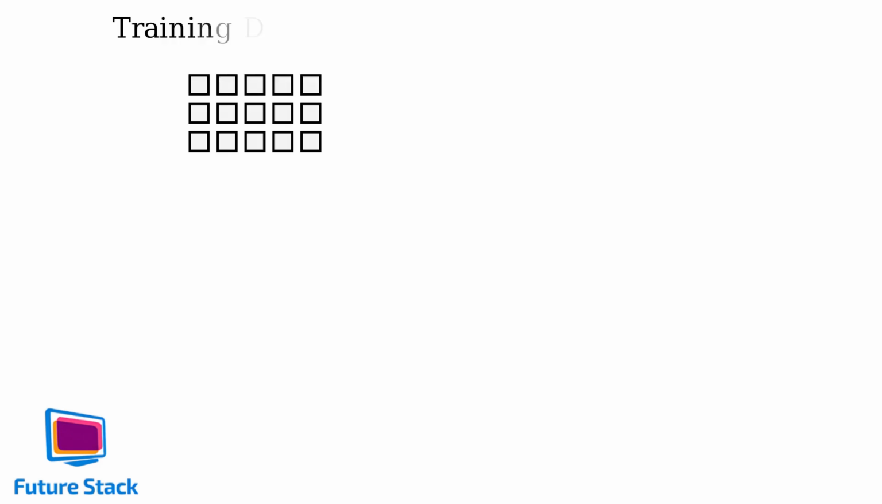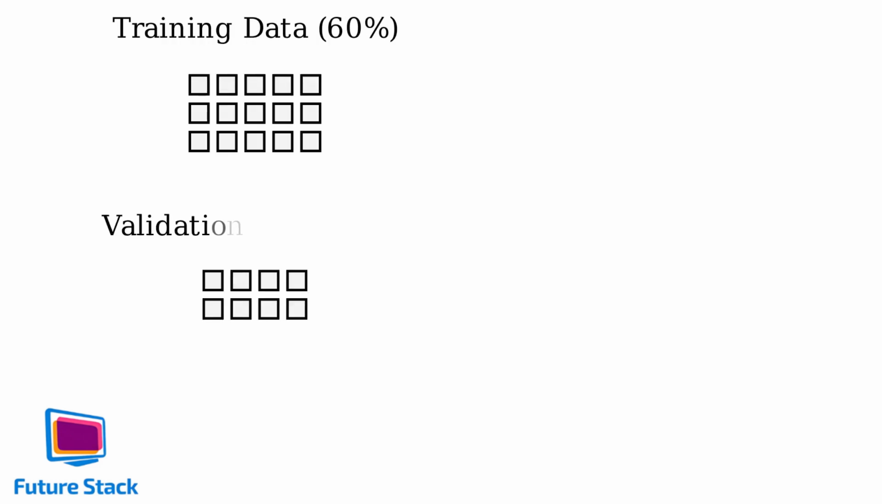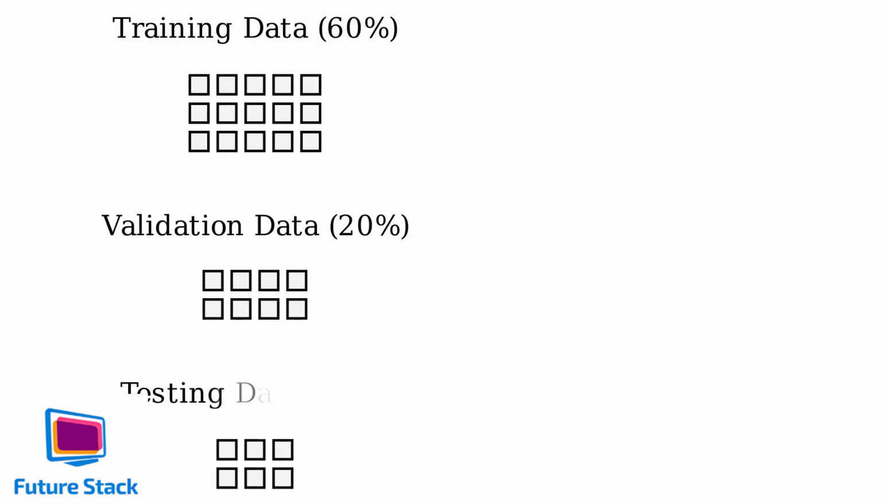To train a machine learning model effectively, we split our data into three parts. The training data, which makes up about 60% of our dataset, is used to teach the model. Validation data, about 20%, helps us check if the model is learning properly or just memorizing. The remaining 20% is our testing data, which we use only at the end to evaluate the model's final performance.